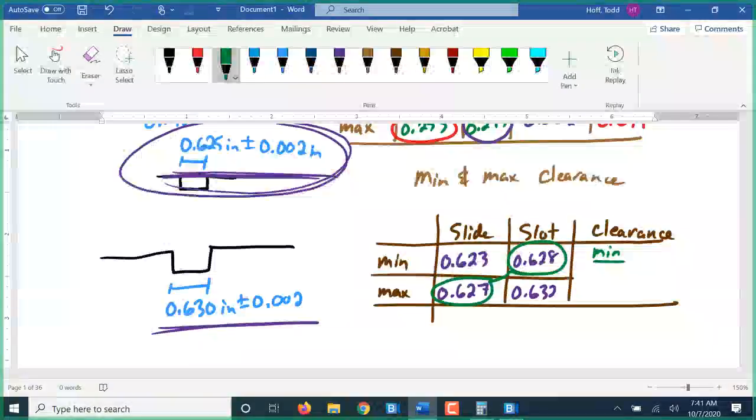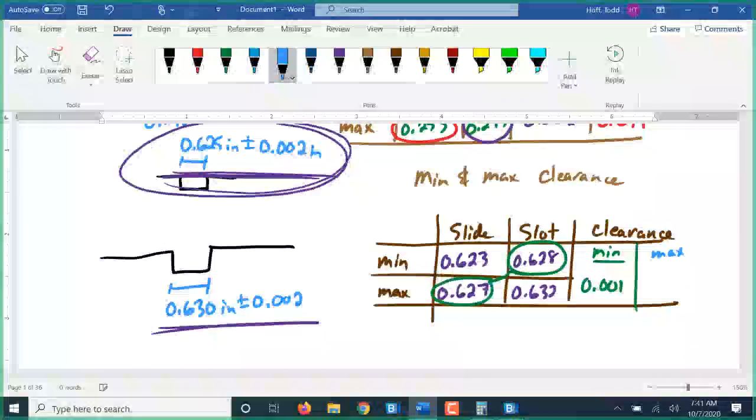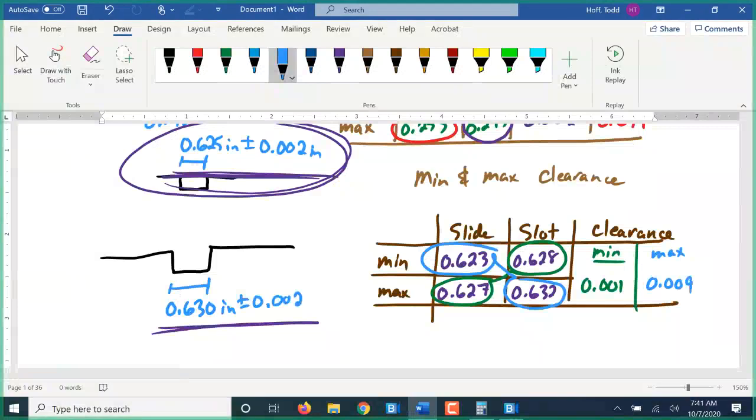What's the difference between those? 1,000th. The maximum clearance comes when the slide is small and the slot is large. What's the difference there? 9,000ths. Good. So with interference and clearance fits, when you have two parts that fit together, you've got to be very, very careful with your allowances and tolerances.